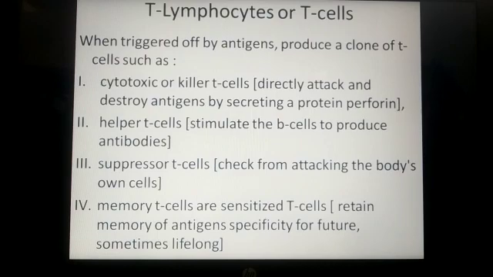Suppressor T cells check the body from attacking its own cells. They help in suppressing the antibodies so that they do not attack our own cells. Memory T cells are sensitized T cells. They retain memory of antigen specificity for the future, sometimes even lifelong. Memory T cells help in secondary immune response.